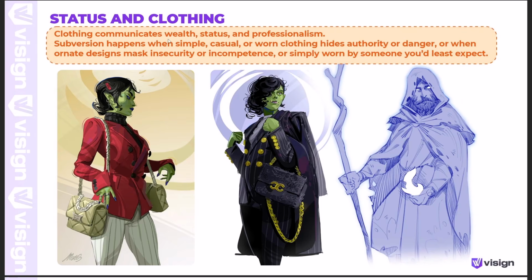We can also look at status and clothing. So clothing communicates wealth, status, and professionalism. Subversion happens when simple, casual, or worn clothing hides authority or danger, or when ornate designs mask insecurity or incompetence, or are simply worn by someone you'd least expect. And so these two drawings or paintings that I did a while ago are essentially orcs or like goblins.